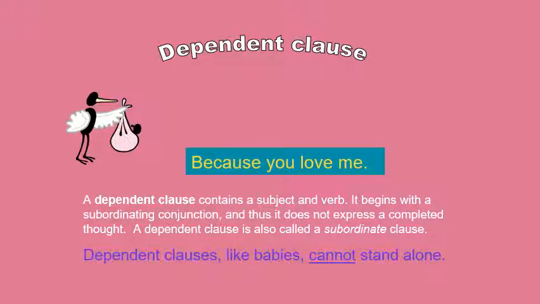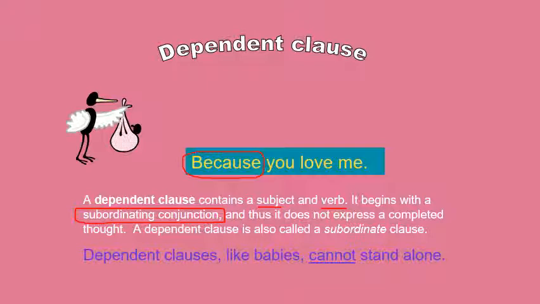So, because you love me is a dependent clause, and the dependent clause contains a subject. There is a subject and there is a verb in the dependent clause. It begins with a subordinating conjunction. Because is called a subordinating conjunction. If you remember, in the compound sentences we said we use coordinating conjunctions. Here in the complex sentences we use subordinating conjunctions, and I'm going to show you a list of the subordinating conjunctions at the end of the lesson.